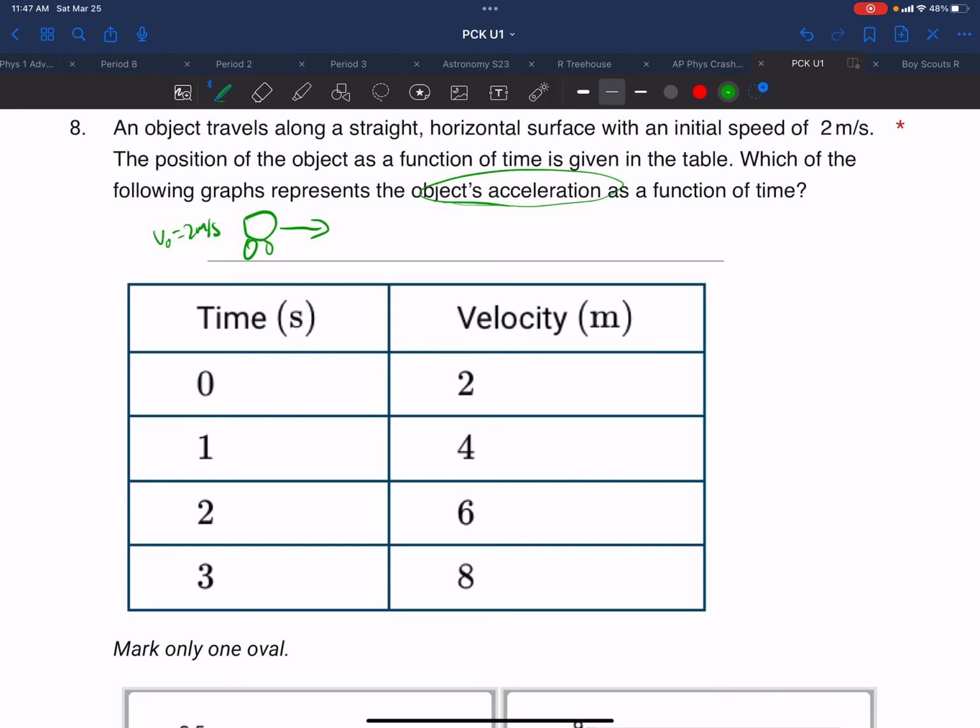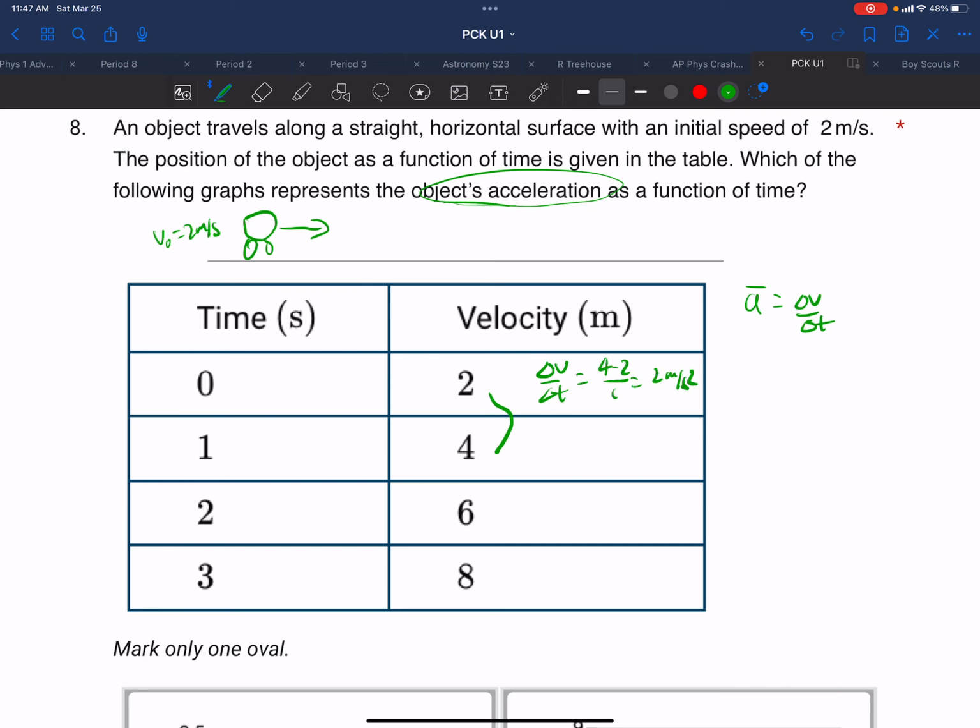Well, the average acceleration is the change in velocity over the change in time. So to do that, delta V over delta T, to obtain that value, we have 4 minus 2 over 1 second, which is 2 meters per second squared.